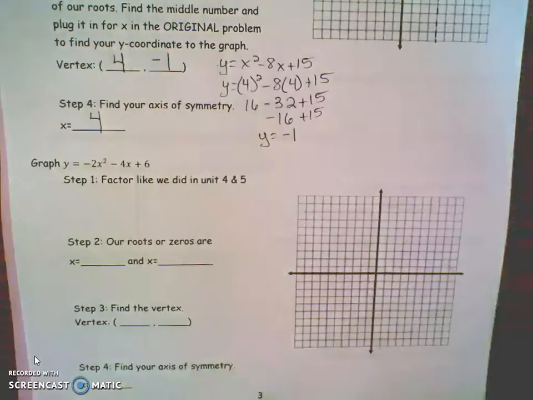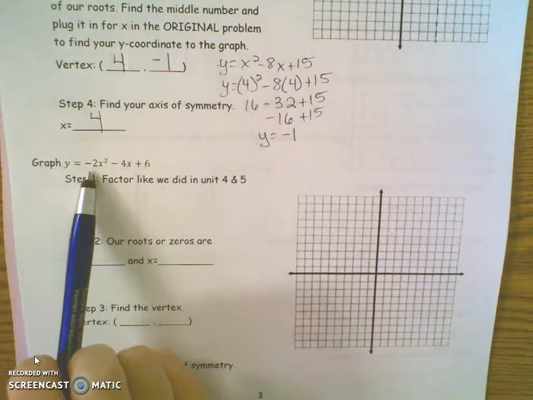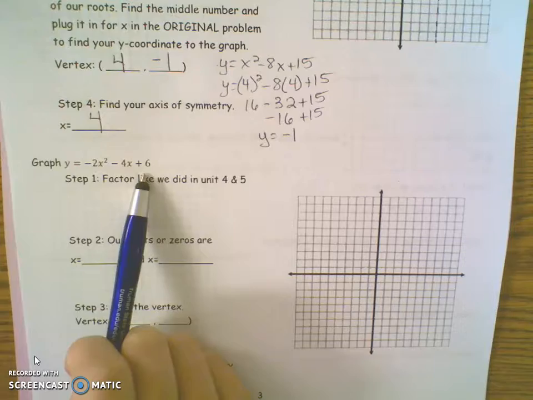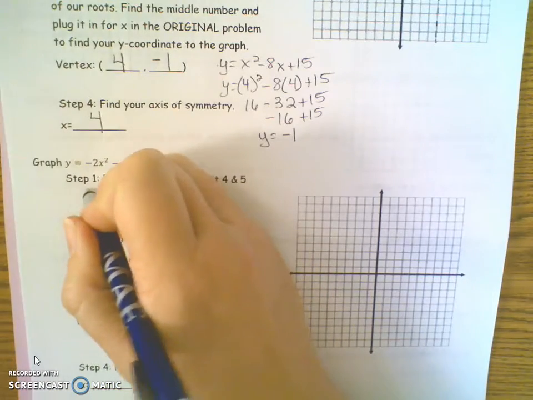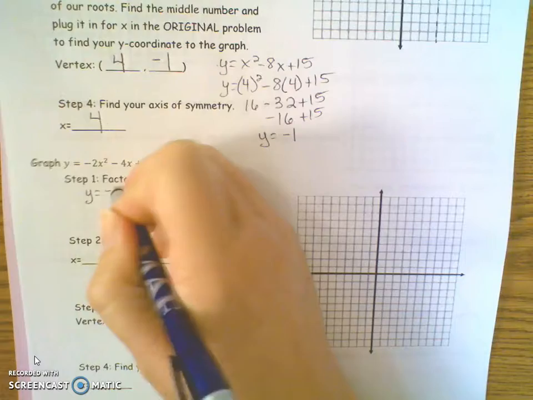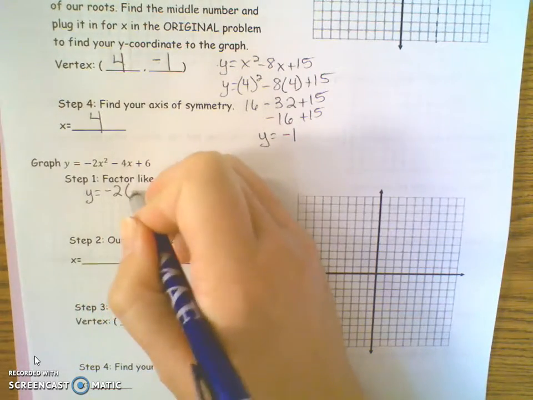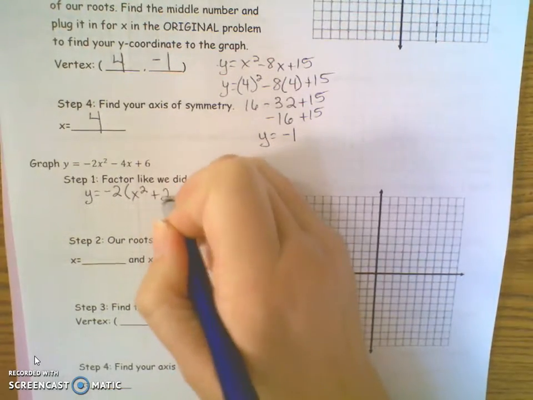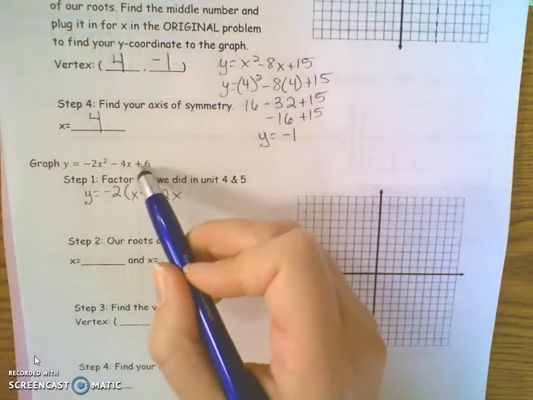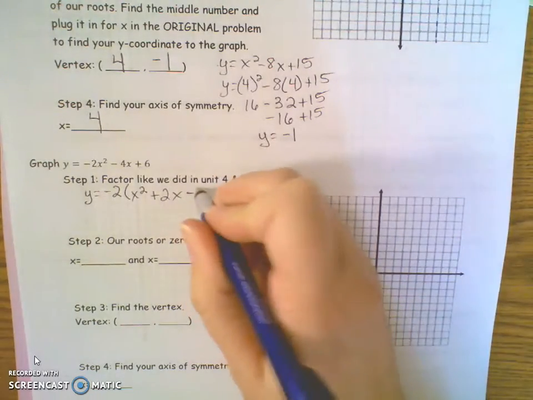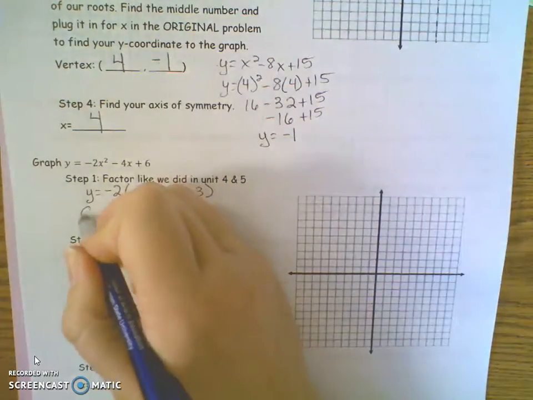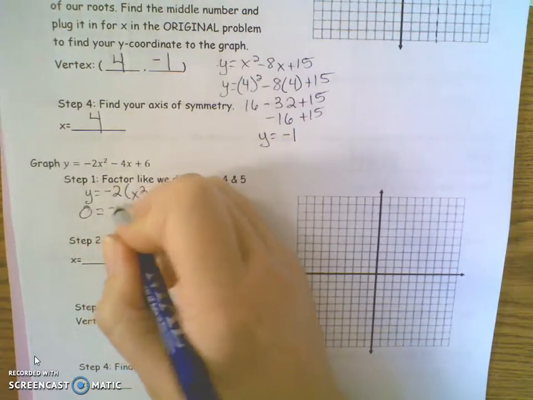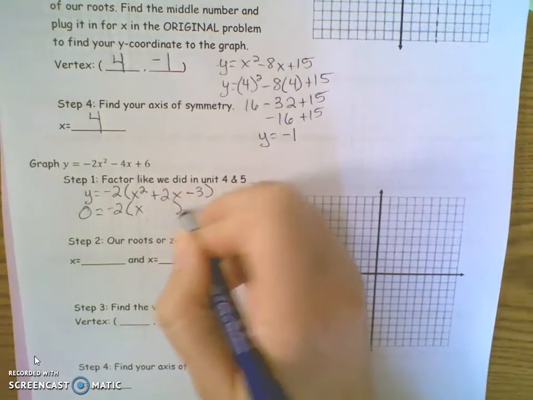Okay, let's try another one. So we're going to factor. One thing we still need to look out for when we're factoring is if we have a GCF. So notice we've got 2 divisible by 2, divisible by 2. So I'm going to factor out a negative 2 because that's going to leave me with just plain x squared. Negative 4 divided by negative 2 is positive 2, so that's positive 2x, and then positive 6 divided by negative 2 is negative 3. So I'm going to change that to 0 because I'm looking for my x-intercepts here.